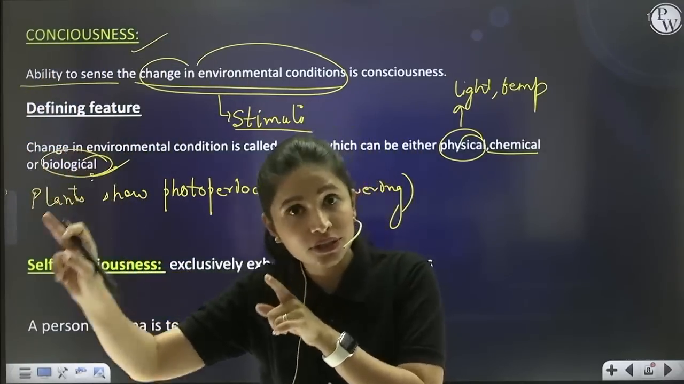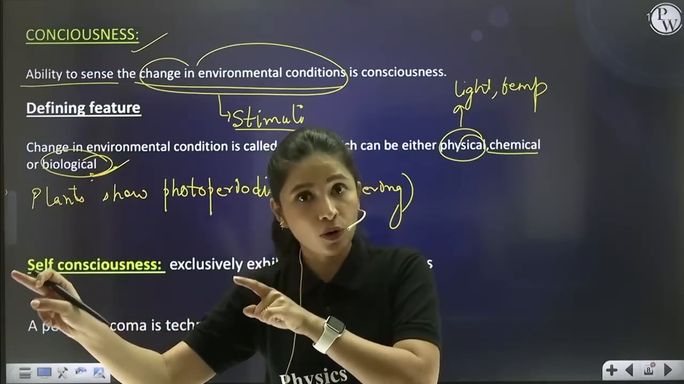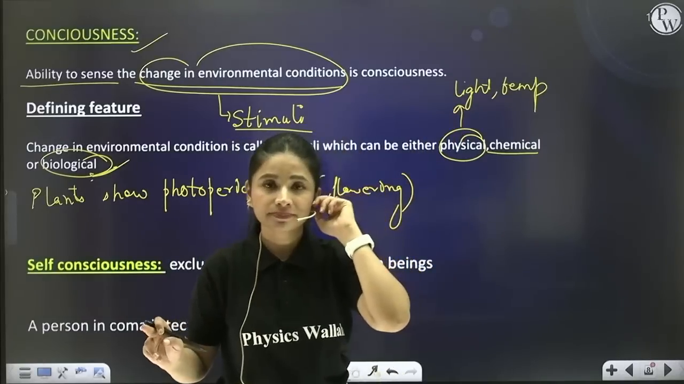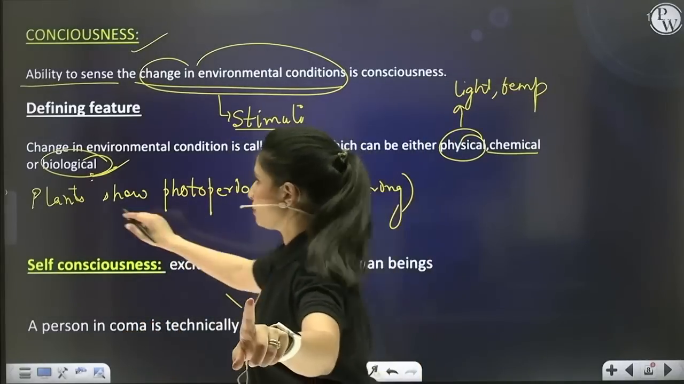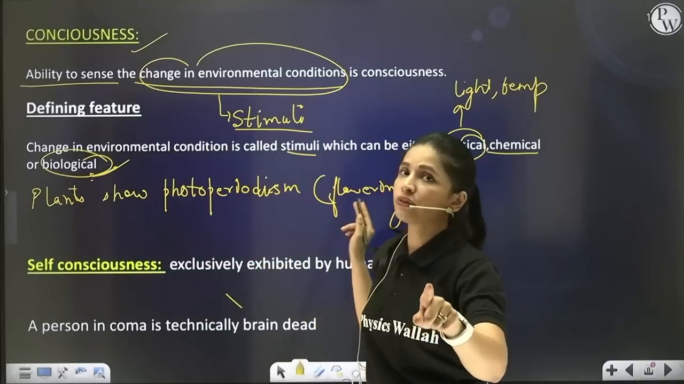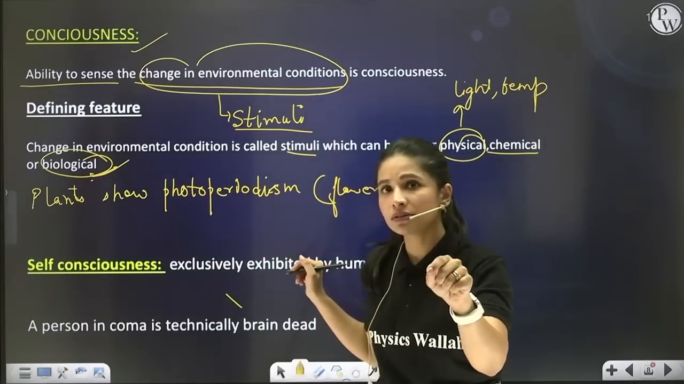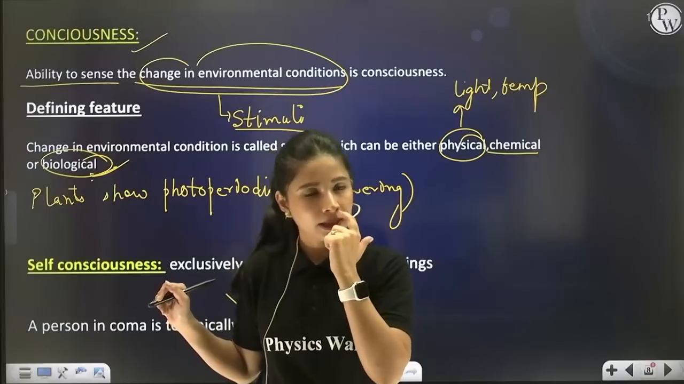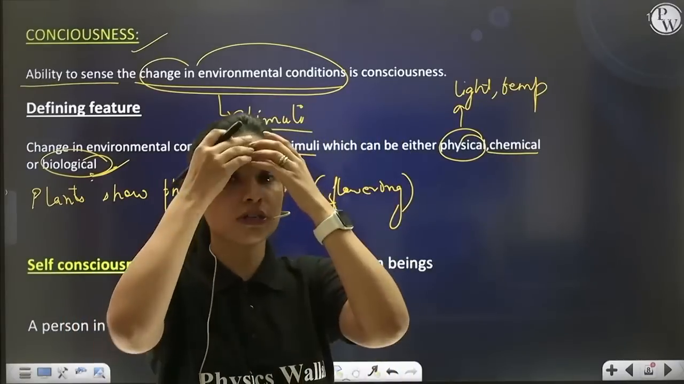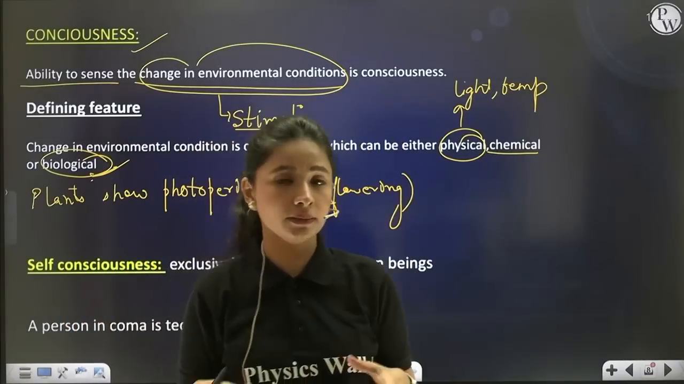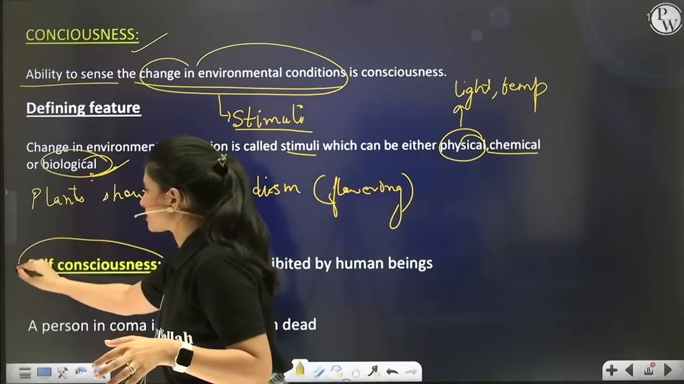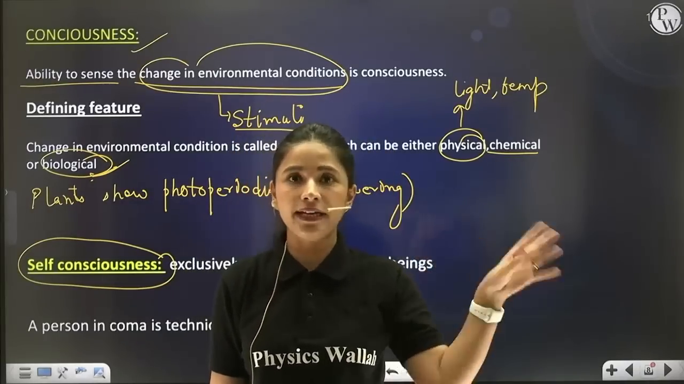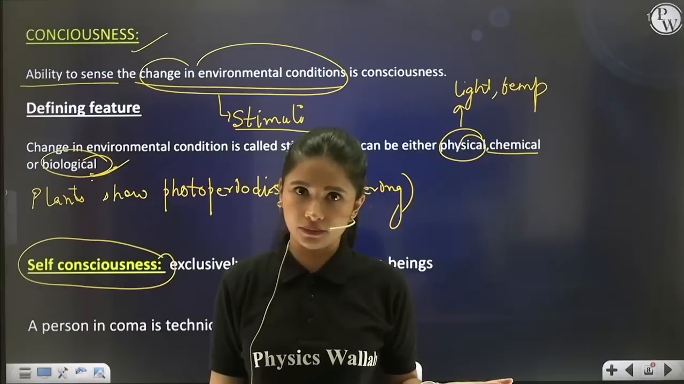So they are showing consciousness behavior. They are showing response to temperature, which is a physical stimulus. Am I clear with this point? So plants show photoperiodism, which is one of the flowering patterns, and this photoperiodism is their consciousness behavior. Same with seasonal breeders. Correct? Okay, very good. Now within this consciousness, there is one very important term called self-consciousness. Now, consciousness, no doubt, is a defining feature of all living organisms.